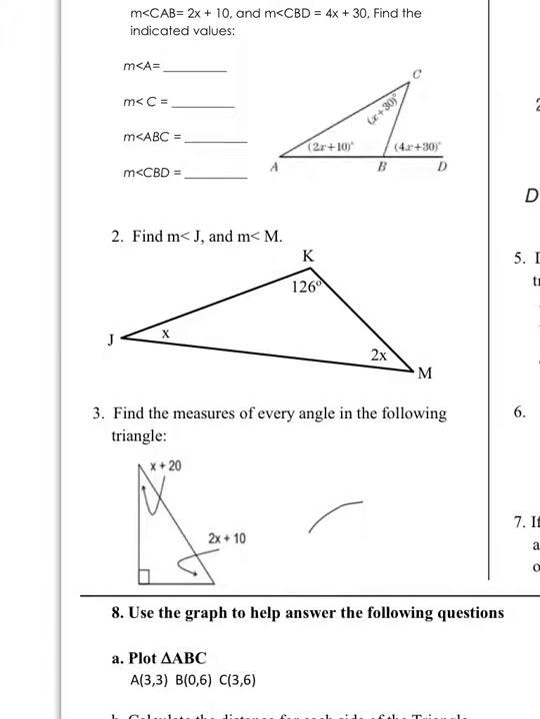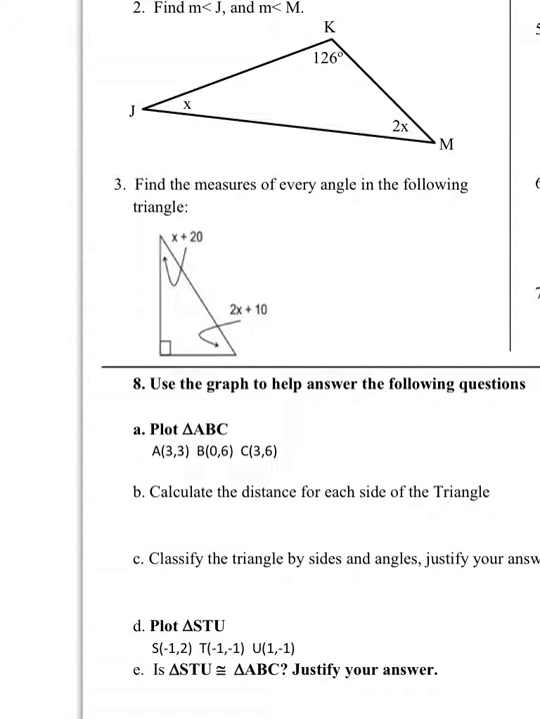And we'll look down at number 3. Find the measure of every angle in the following triangle. So hopefully very easily this box tells you it's 90 degrees. Okay, so now we're going to look at the other two angles. So if you have two angles that are the other two angles of a right triangle, they have to add up to 90 because 90 plus 90 is 180. So here you have x plus 20 plus 2x plus 10, and that should equal 180 as that totally goes off the screen.